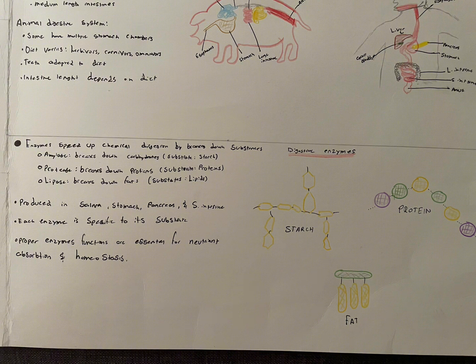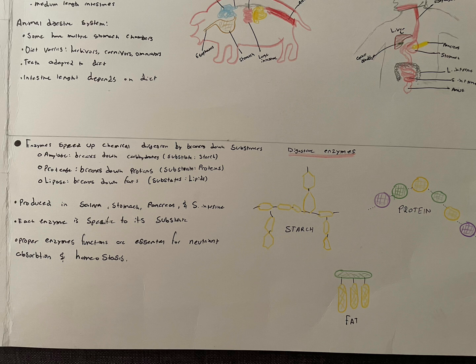For example, amylase targets carbohydrates like starch and breaks them down into simple sugars such as glucose. These sugars are easier for the body to absorb and use for energy. Protease works on proteins, breaking them down into smaller units called amino acids, which are important for building muscle and repairing tissue. Lipase breaks down fats, also known as lipids, into fatty acids and glycerol, which the body uses for energy storage and to build cell membranes.